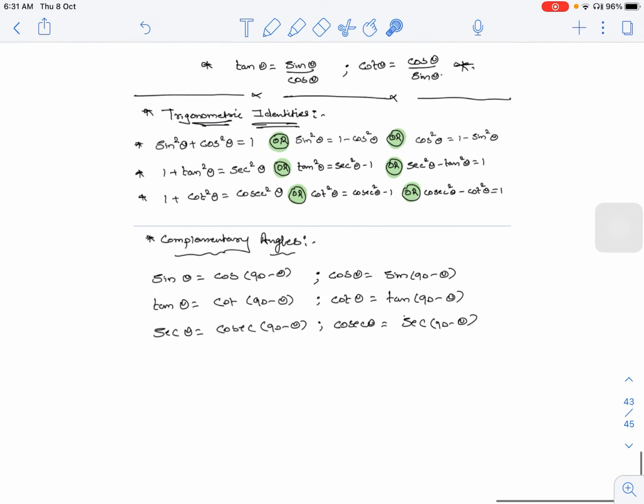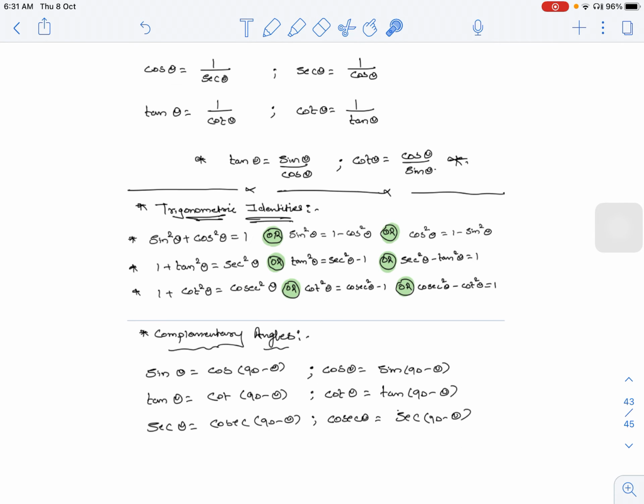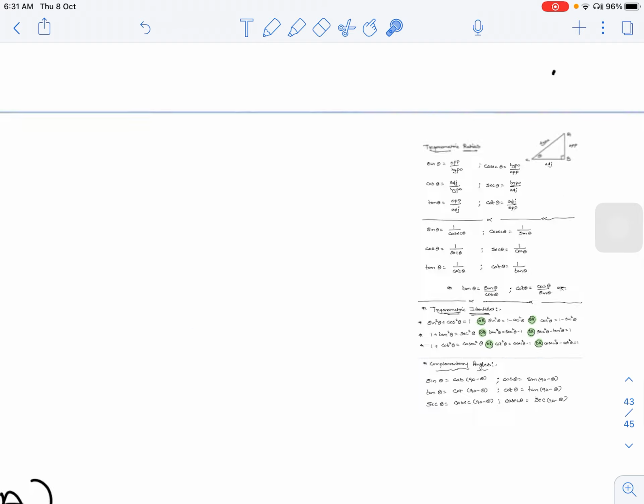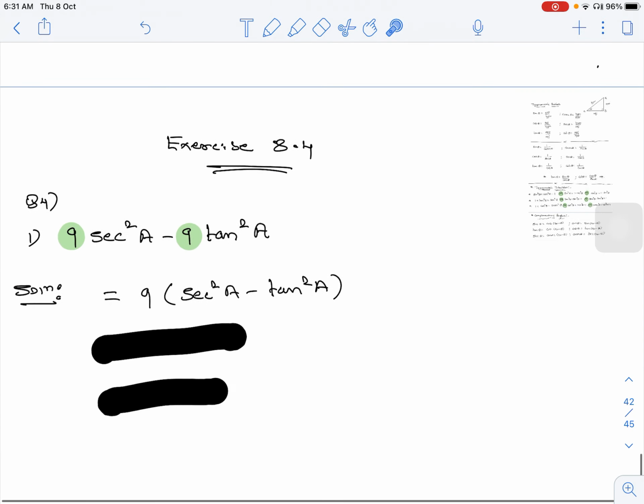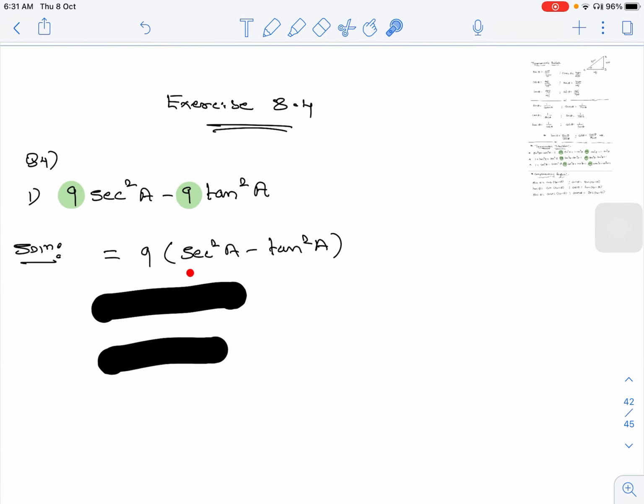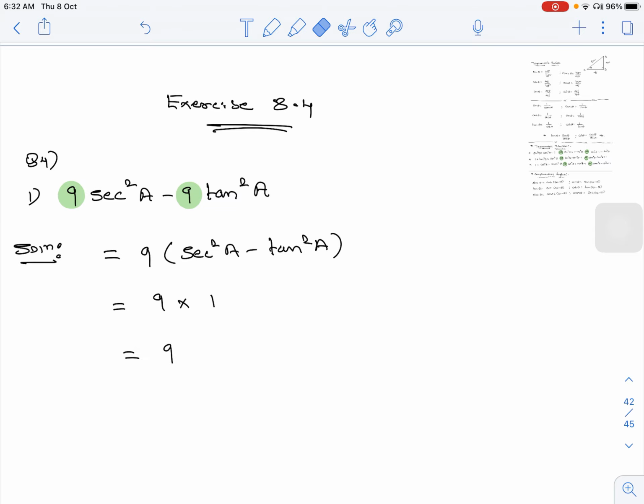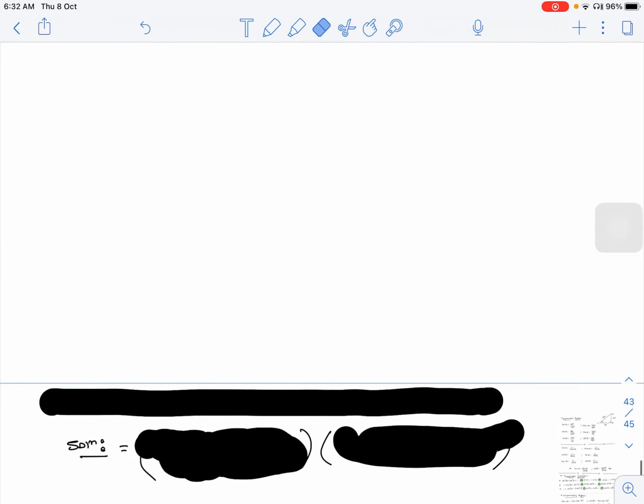You can see here we have an identity that sec square theta minus tan square theta equals how much? It equals 1. So this value we are going to use. Now in the next step, instead of this, if you put 1 there, what do we get? We get 9 into 1. Now 9 into 1, so our answer will be 9. Okay, an easy example we have seen. Now let us see the next example.